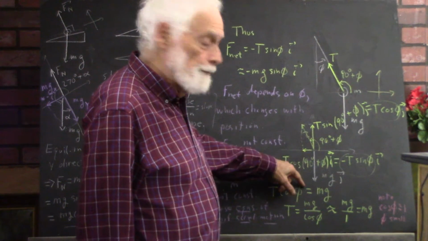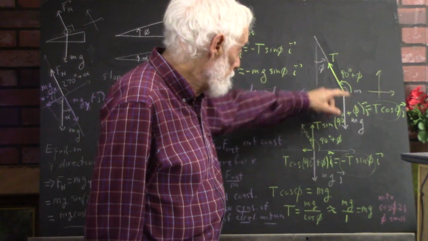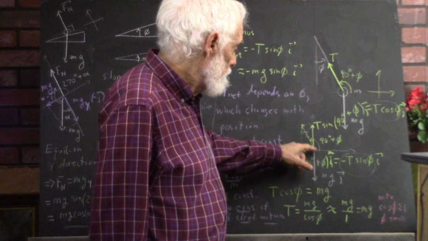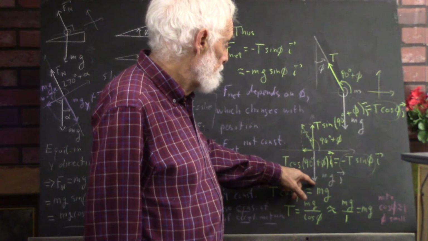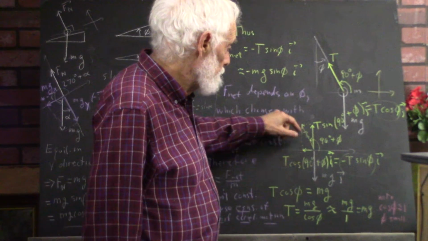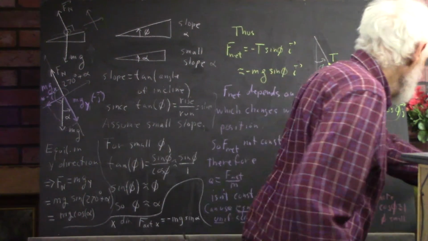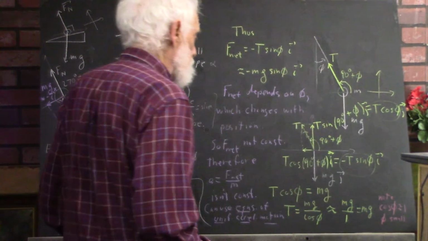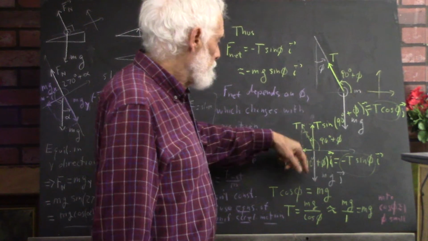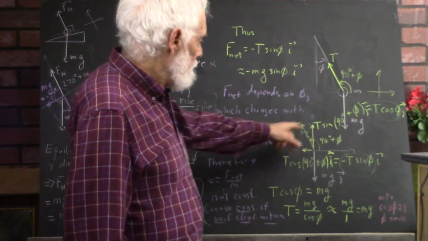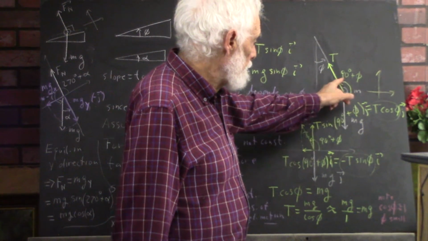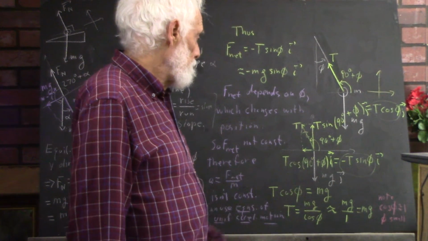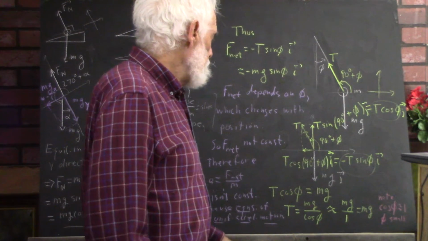We draw a free body diagram for this mass with the weight vector mg and the tension vector. Okay, and I didn't label the tension vector, but let's label it here. And we resolve the tension vector into its components. T times the sine of 90 degrees plus phi times the j vector, if we want to make this a vector.